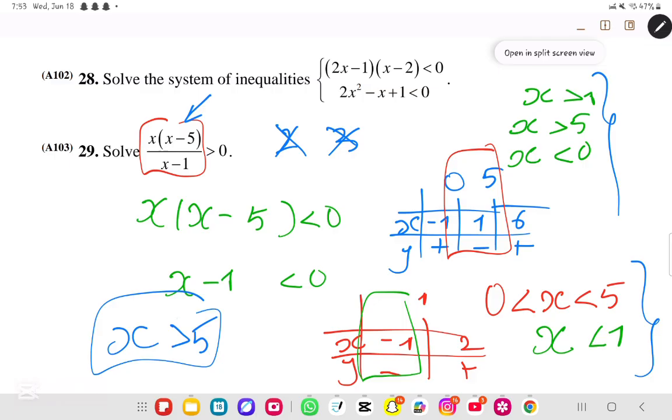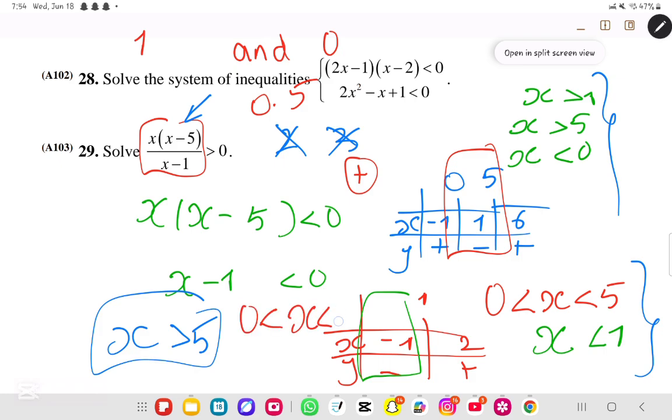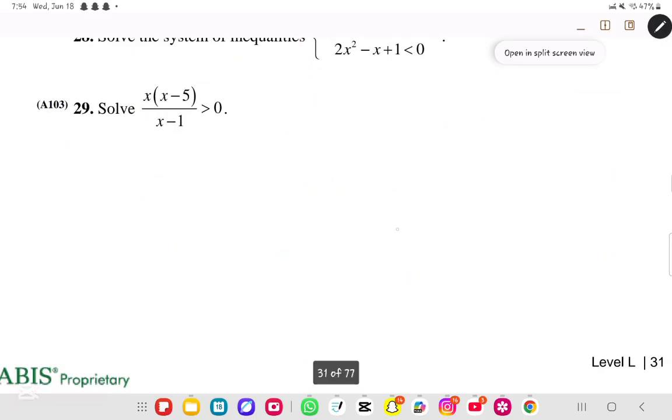But another thing, let's say you were thinking of a number in between 1 and 0. Let's say you choose 0.5, for example. If you put 0.5, it will be 0.5 times (0.5 minus 5) over (0.5 minus 1). You will get a positive answer. Why is this? Because 0.5 is less than 5 and it is less than 1. So basically, if it is less than 5 and less than 1, it will also work, as long as it is greater than 0. So x should be greater than 0, but less than 1. So these are the final two answers.